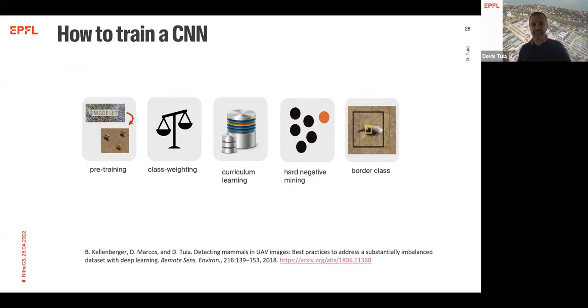And this basically boiled down to 5 recommendations for training. You can find them in this paper in Remote Sensing of Environment. If you are curious, just go on arXiv. It's open source. And basically, it was a number of things you could do. The first being model pre-training, which basically means that you don't train the model from zero with all these representations, these filters, these numbers initialized at random.